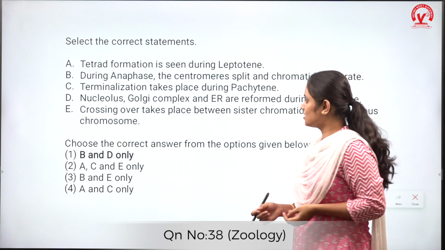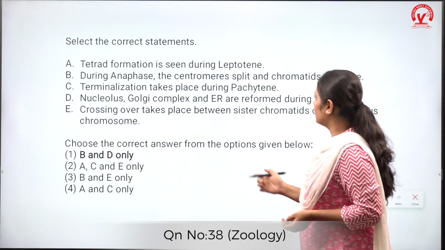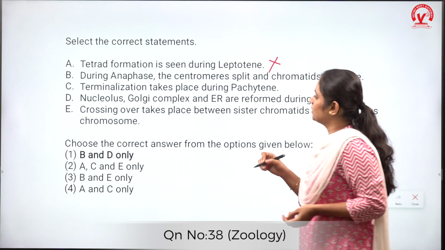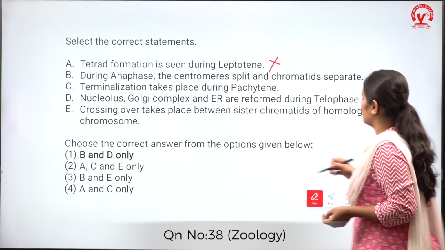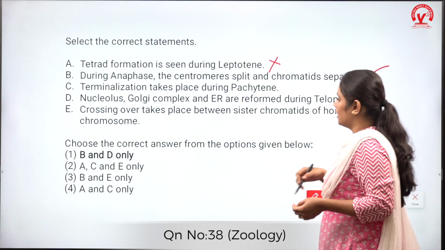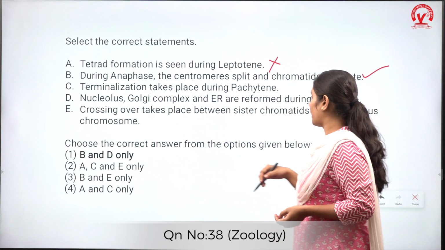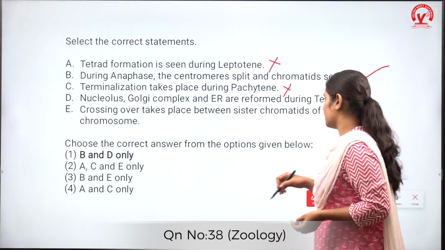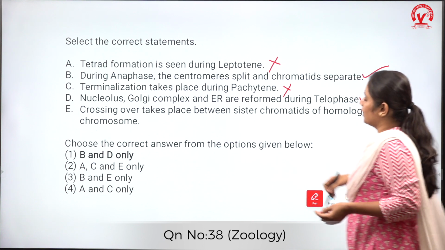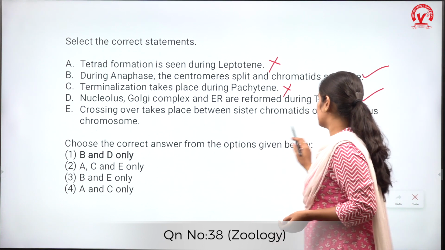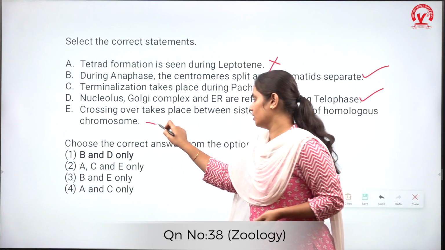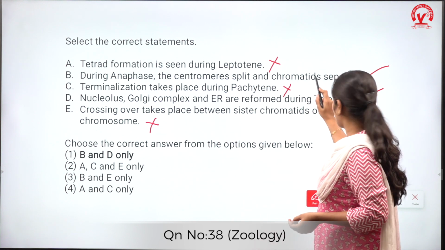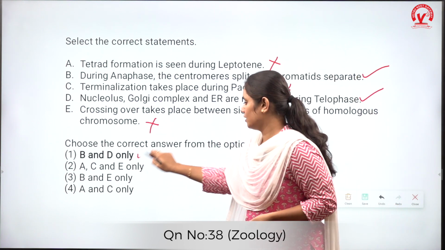Select the correct statements. Tetrad formation is seen during leptotene. This is wrong. During anaphase, the centromeres split and chromatids separate. This is correct. Terminalization takes place during pachytene stage. This is wrong. Nucleolus, Golgi complex and ER are deformed during telophase. This is also correct. And crossing over takes place between sister chromatids of homologous chromosome is wrong. So the answer is options B and D are correct.